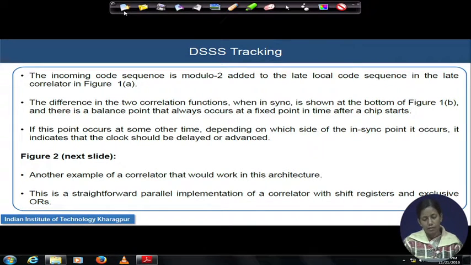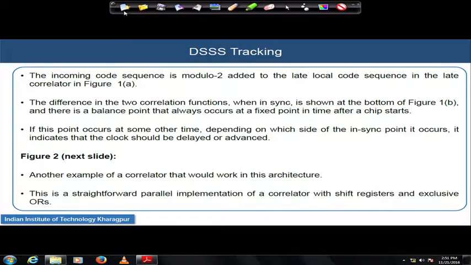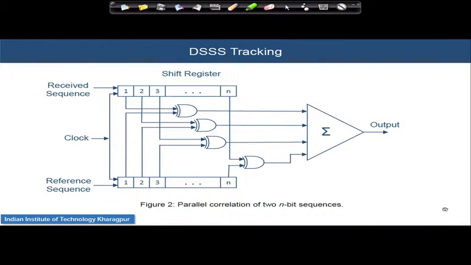Remember that this architecture and this philosophy can also be realized by a different kind of receiver architecture, and that we will discuss in the next slide. That is another example of a correlator that would work in this architecture, and this is a straightforward parallel implementation of the correlator with the shift register sequence and the exclusive OR gates. How? Look at this architecture.